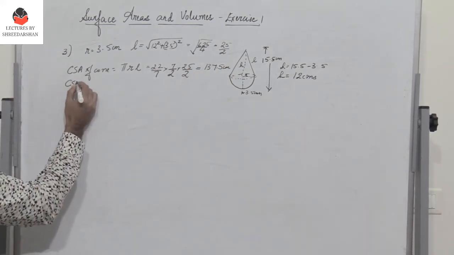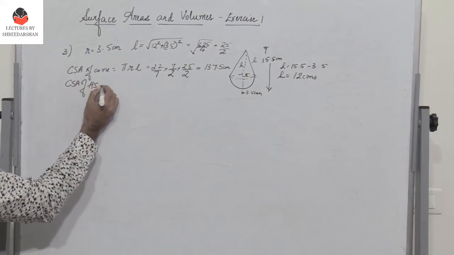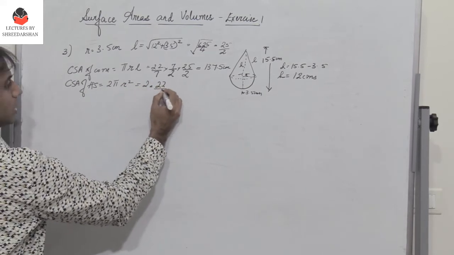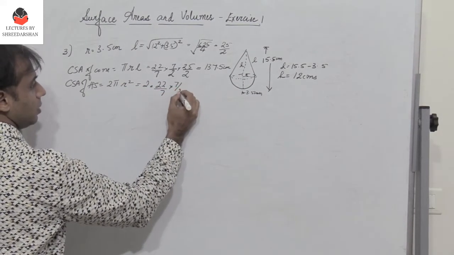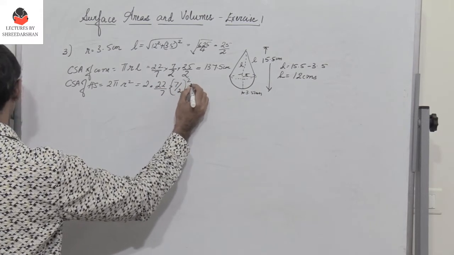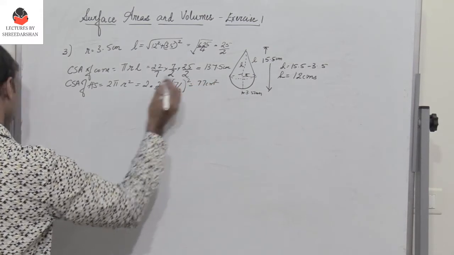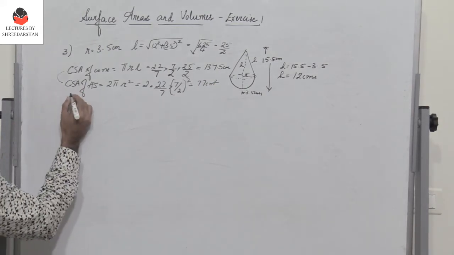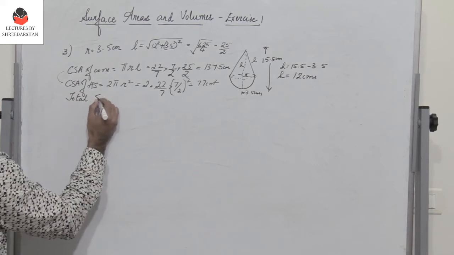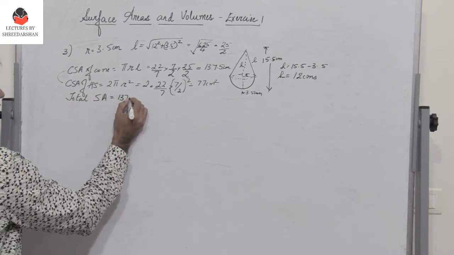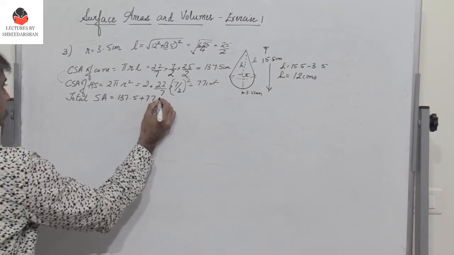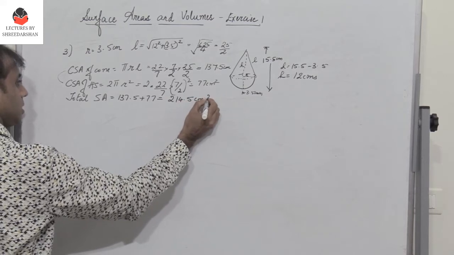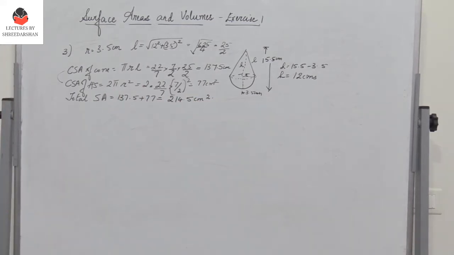And what is the curved surface area of the hemisphere? We know that it is 2 pi r square, which is 2 into 22 by 7 into the radius is 7 by 2 the whole square. So I get this as 77 centimeters square. So what is the total surface area? The total curved surface area is, I need to add these two. So the total curved surface area is 137.5 plus 77, which gives me a value of 214.5 centimeters square. So very simple problem.